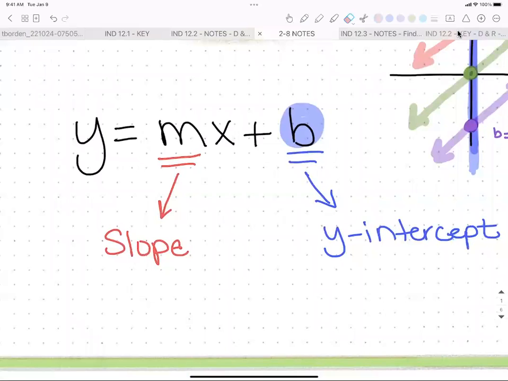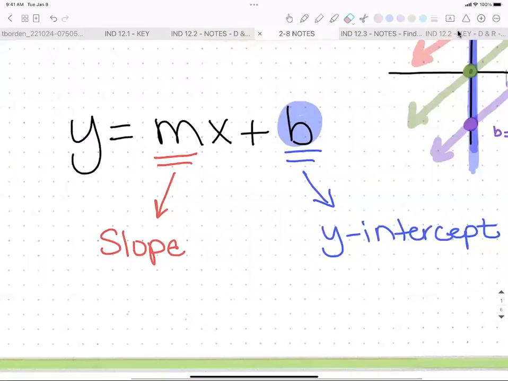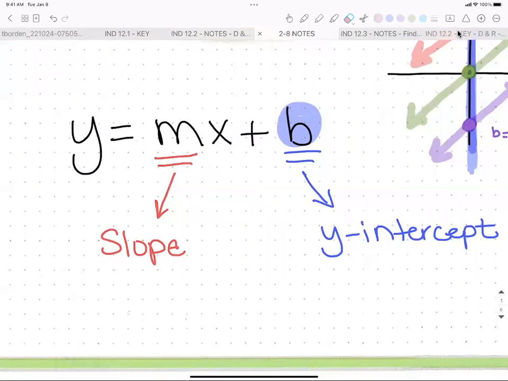All right, so everybody should be writing this down. Please, everybody, on page 139, write down y equals mx plus b. The m is the slope. The b is the y-intercept.